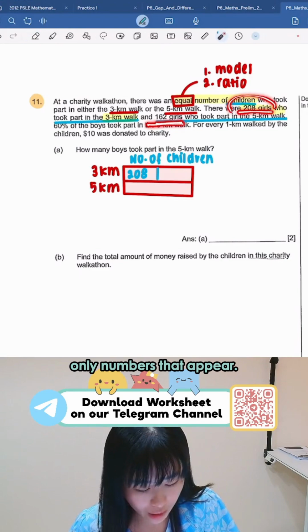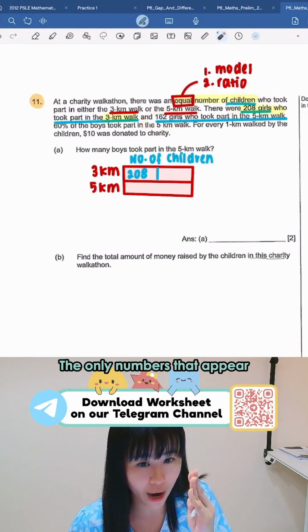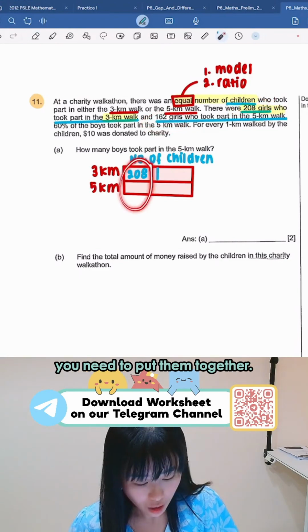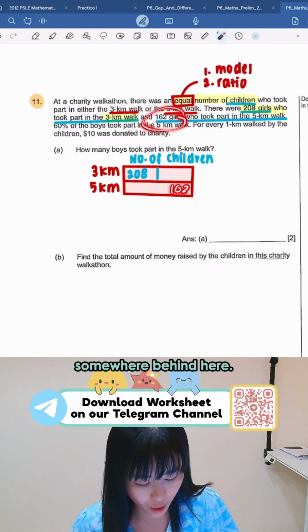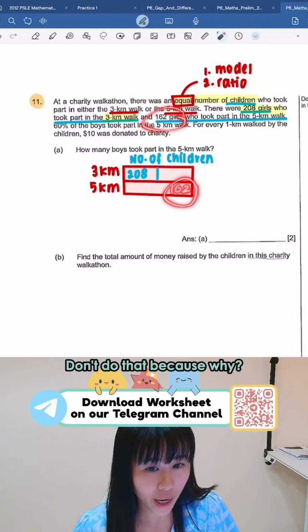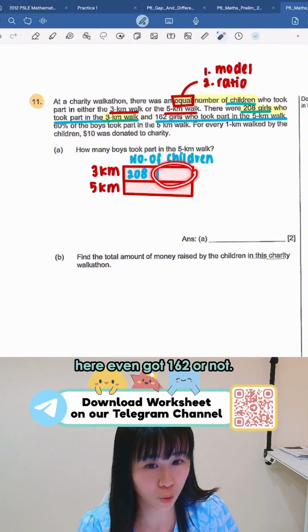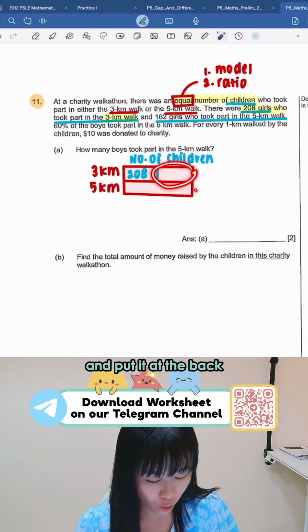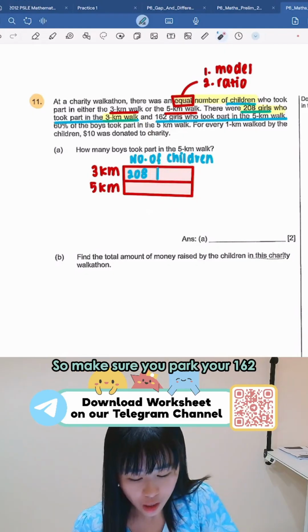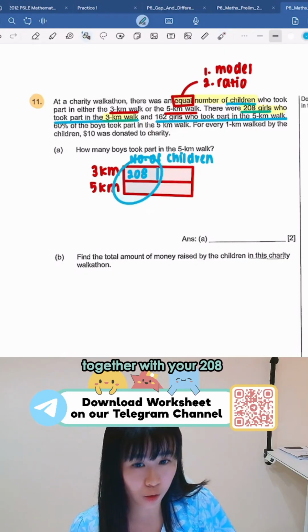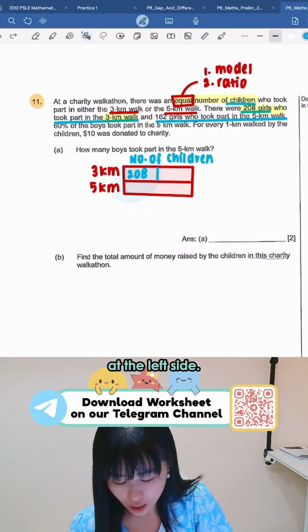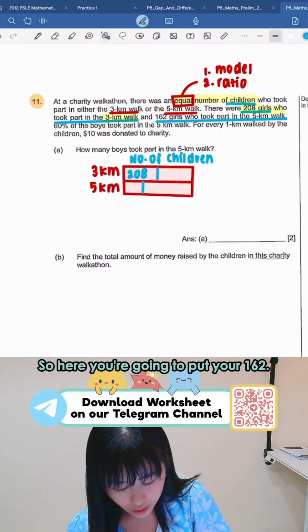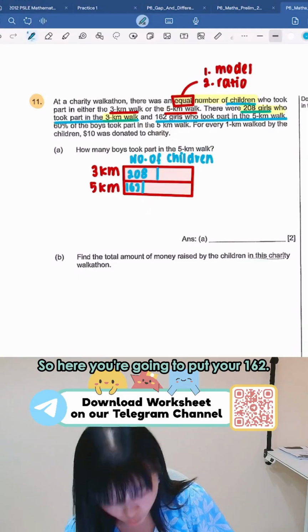And these are the only numbers that appear. The only numbers that appear, you need to put them together. Don't go and suddenly put the 162 somewhere behind here. Don't do that. Because why? Because we are not sure there is even 162 or not. We don't know the number there. It can be less than 162. Then the fact that you put it at the back may be wrong already. So make sure you park your 162 together with your 208 at the left side. So here, you're going to put your 162.